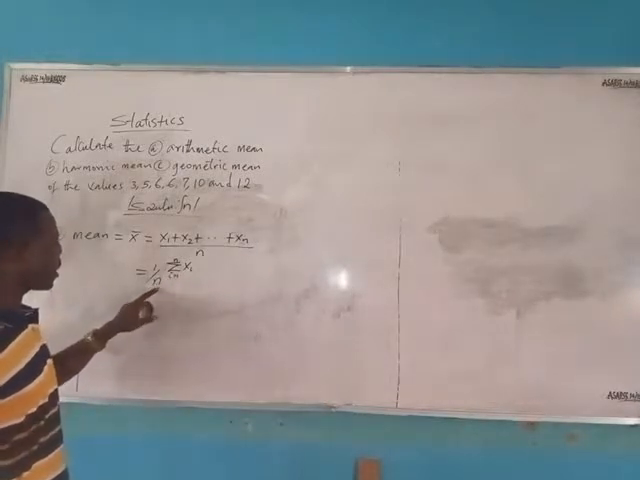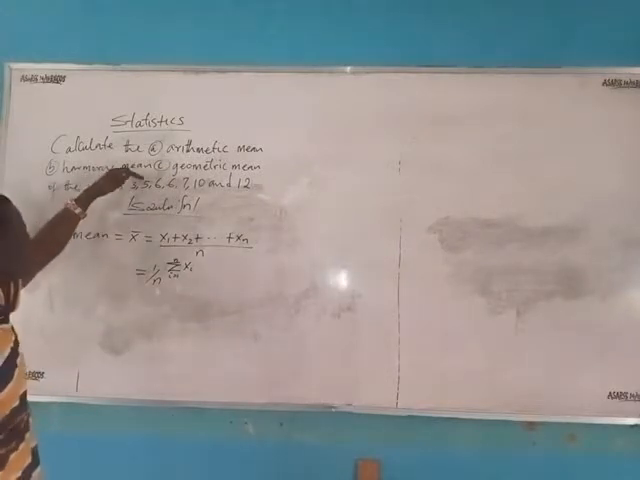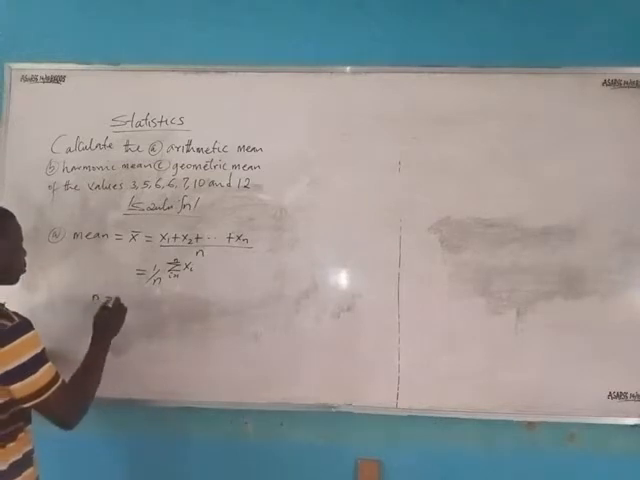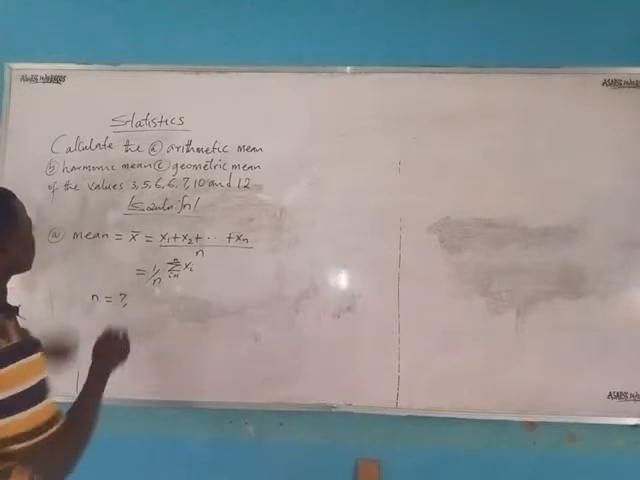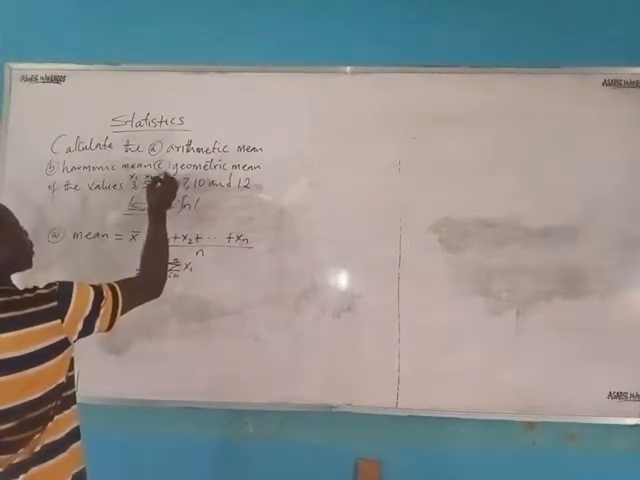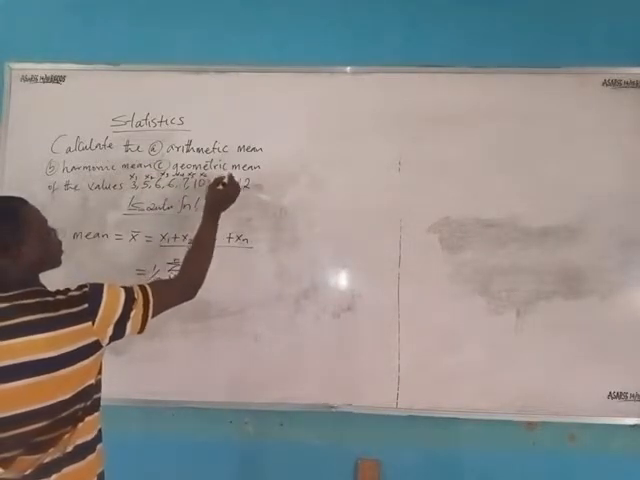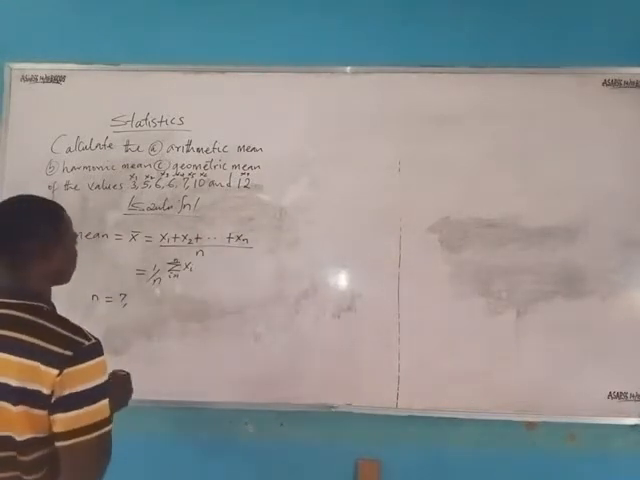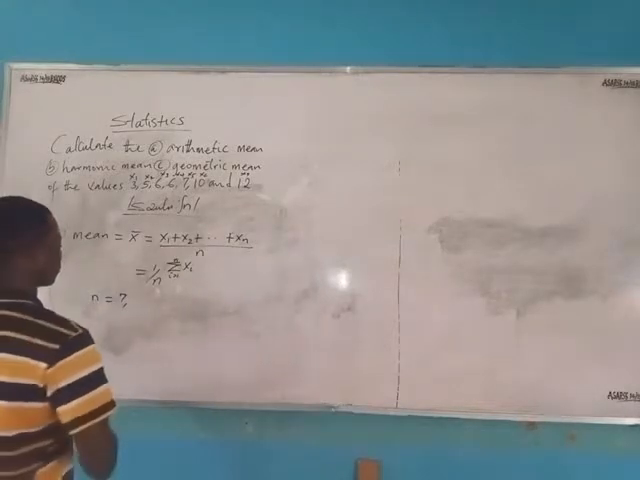So your n is the number of observations. You have 1, 2, 3, 4, 5, 6, 7. The n here is equal to 7. So this is your x1, this is your x2, x3, x4, x5, x6, and x7. So we are going to stop at 7, but this is the general formula for any number of observations you have.